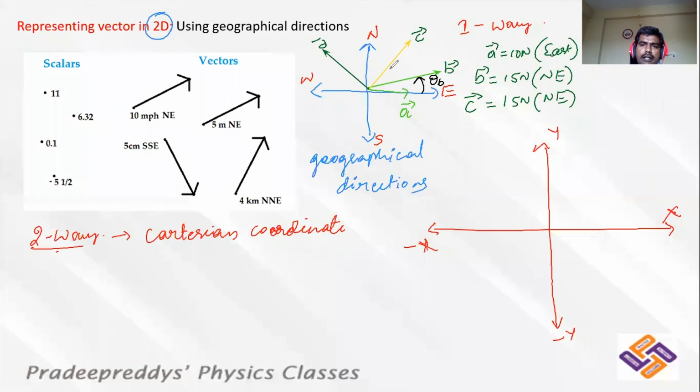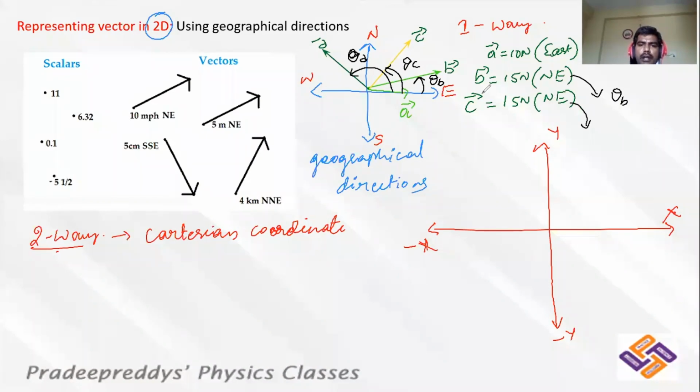This is theta C. And this is theta D. Right. Now you can distinguish B bar and C bar clearly. How do you represent B bar? B bar is equal to 15 Newton northeast, making an angle theta B with x-axis. You can represent it with theta B angle. Separately you can represent it with vector, and that is with angle.